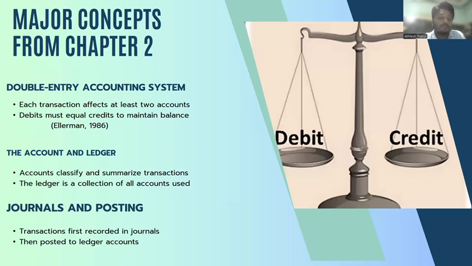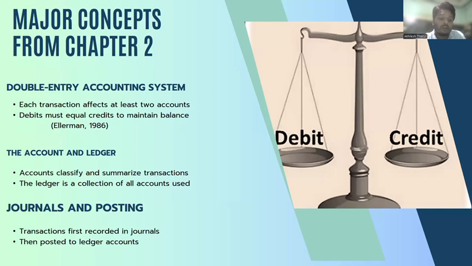So the major concepts from chapter 2: first of all, there's the double entry accounting system. Basically it is a system that ensures every transaction affects at least two accounts. For every debit there must be an equal credit. So this keeps our accounting records balanced and accurate.